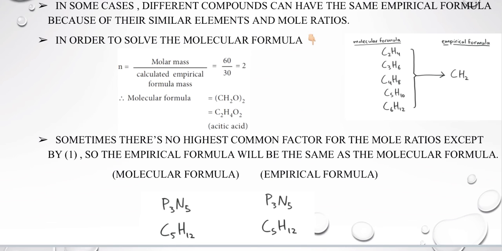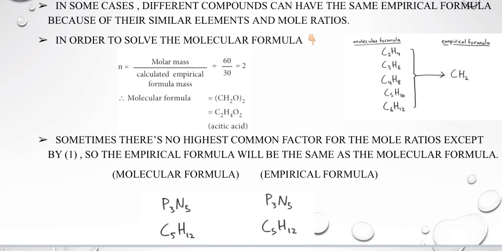So after getting the molar mass of the empirical formula unit, we are going to get 30 for sure. And the molar mass of the molecular formula, we don't know the molecular formula, but we know its molar mass, which is going to be 60. Then by multiplying the answer by each element existing in the empirical formula, we are going to get the actual formula, the actual quantity of each individual element involved in the compound.